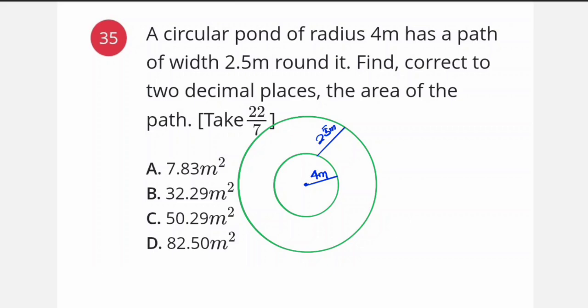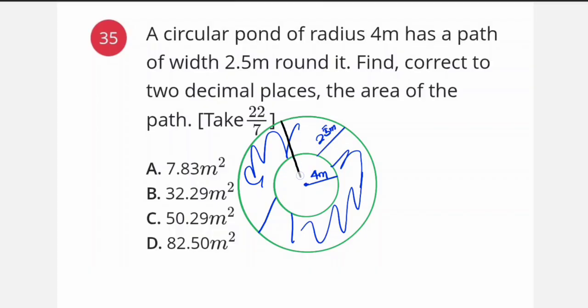For us to identify what we need to do there is to understand the question very well. We have to find the area, correct to 2 decimal places, of the path. Let's shade it out and see what we are looking for. This is the part we are looking for. The area of that part we are looking for. First and foremost, let's identify the bigger radius. The bigger radius here is going to be 4 meter plus 2.5 meter. That gives us 6.5 meter.